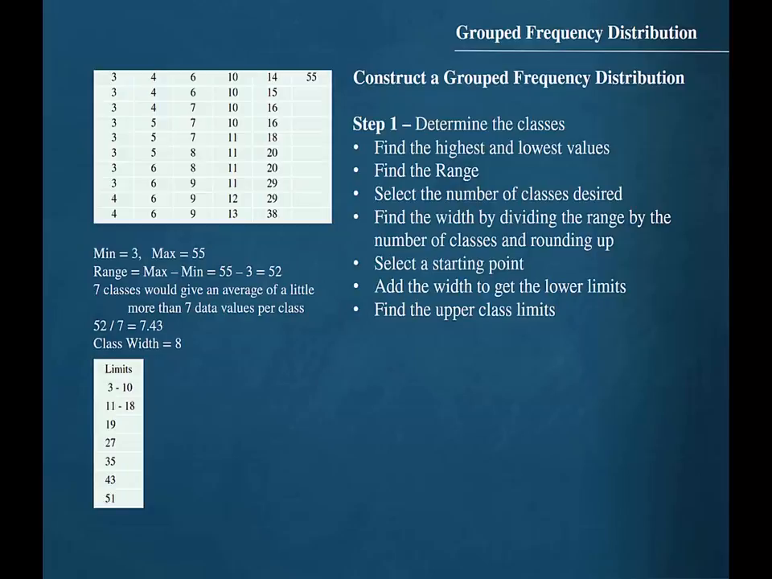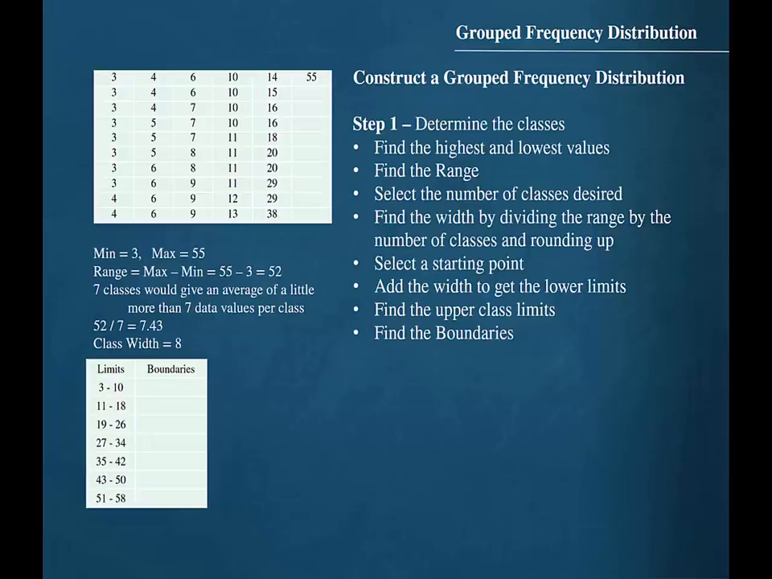Or we could add the width as we did with the lower class limits. 10 plus 8 is 18. 18 plus 8 is 26. 26 plus 8 is 34. And continue with this process until all upper class limits are defined.